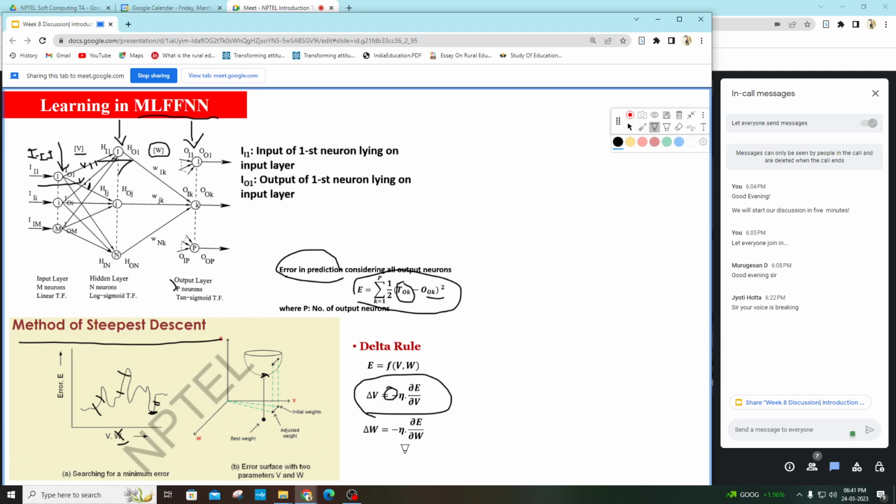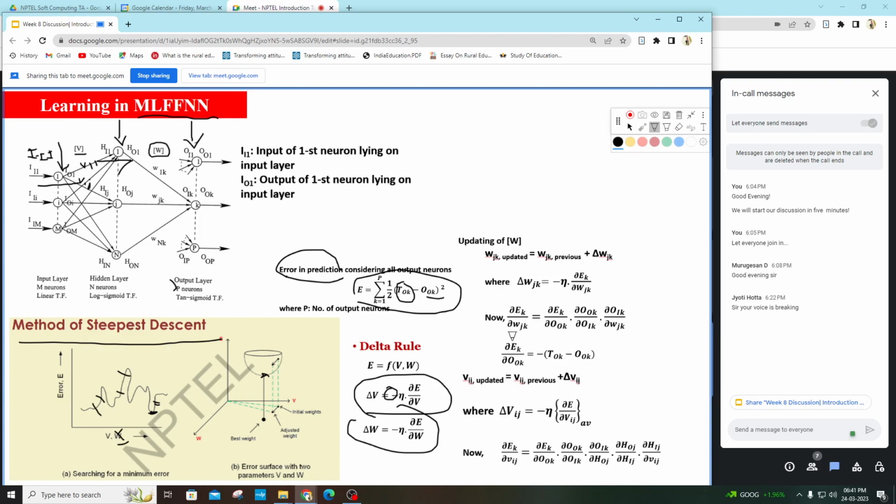Okay. So similarly, delta W is minus eta del E by del W. Now when you know how much to decrease V and how much to decrease W, then you can update your weights. So your updated weight will be equal to the previous weight plus this delta W JK that you just calculated. So by this you are updating the weight.